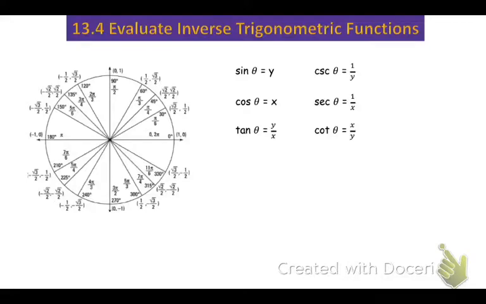Lesson 13.4, we're looking at inverse trigonometric functions. I'm going to start off with a reminder that when we're dealing with a unit circle, sine theta is equal to y, cosine theta is x, tangent theta is y over x, and our second column, our cosecant, secant, and cotangent are just reciprocals.